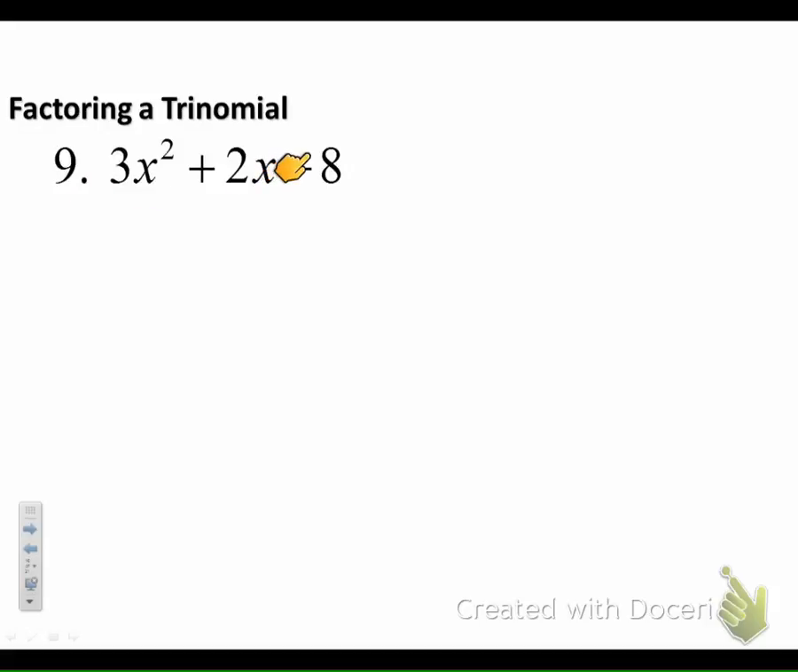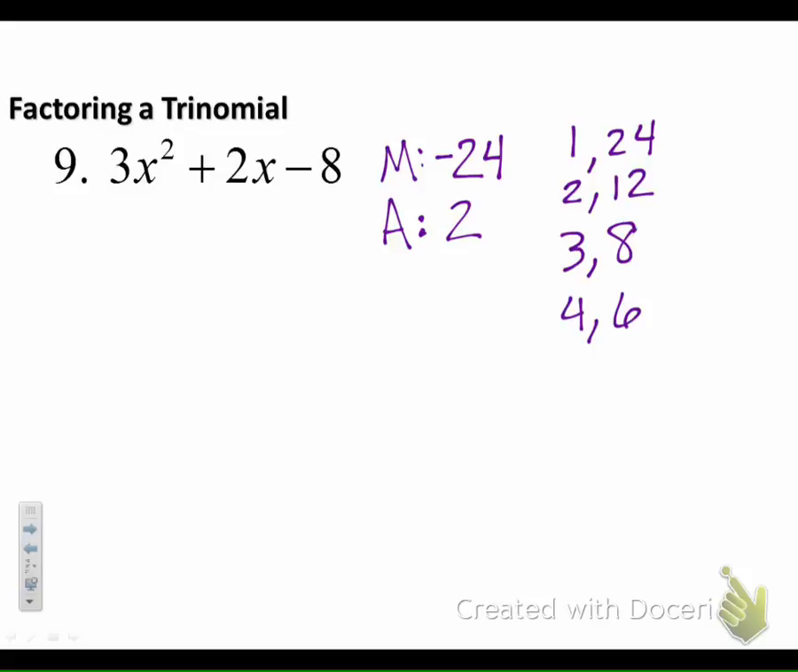So I'm going to have to multiply that first and that last to figure out what I need to multiply to. 3 times -8, that's what I'm multiplying to, -24. And then I'm going to be adding to that middle coefficient. Off to the side are all of your possibilities to get 24 as a product, but how can I get a 2 between them? So you're looking for the difference of 2. 4 and 6 would get me a difference of 2 if the 4 was negative and the 6 was positive. That's my combination.